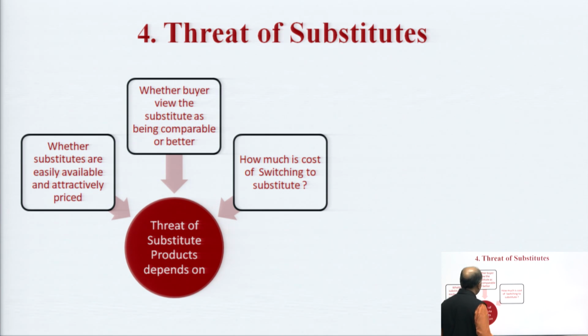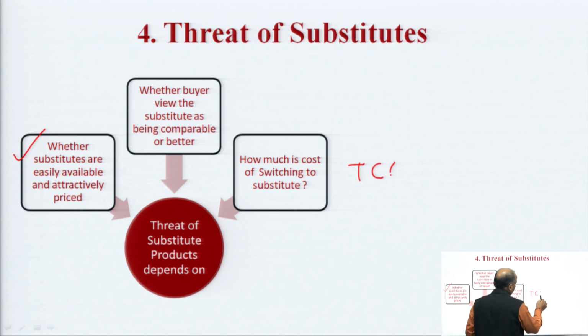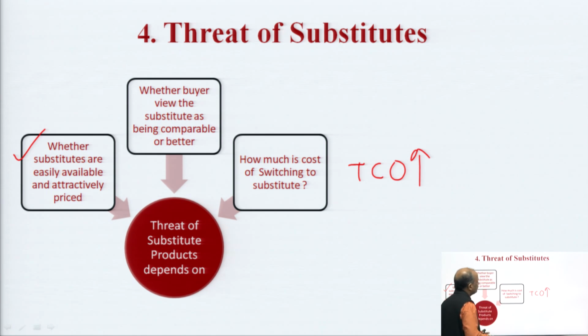Now, what are the things that actually affect the threat of substitutes? Number one, whether the substitutes are easily available or not. If a substitute is there but not easily available, then it would not create any threat. Whether my customer perceives it as a substitute or not, the perception of the substitute is very important. How much is the cost of switching to the substitute? That is again a part. If the total cost of ownership increases by switching to the substitute, obviously that will not affect the industry. But if the total cost of ownership decreases, obviously the customer will switch to the substitute, and that will affect the industry.